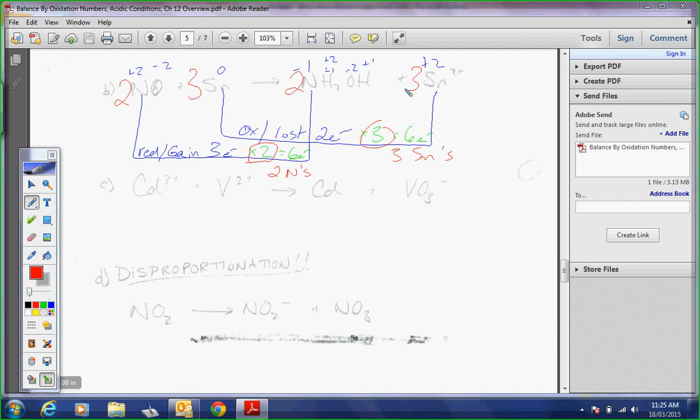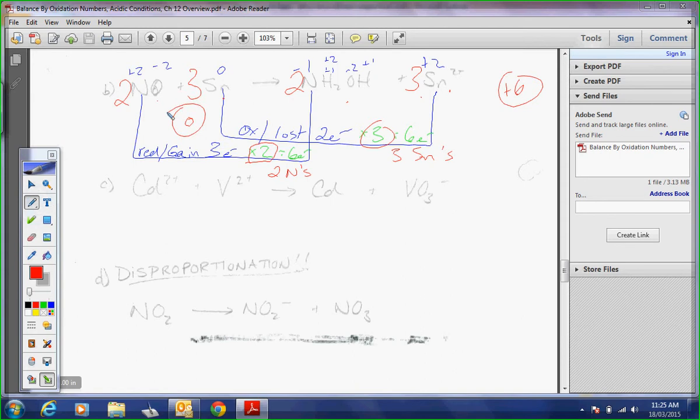And before I balance the rest by sight, I'm now going to balance my charges first. So looking at my charges, neutral, neutral. So the charge on the left-hand side is 0. The charge on the right-hand side is 0, and then 3 +2s, so +6 overall. And 0 overall on that side. That's a problem.